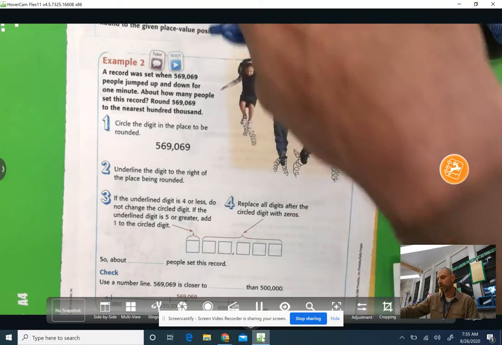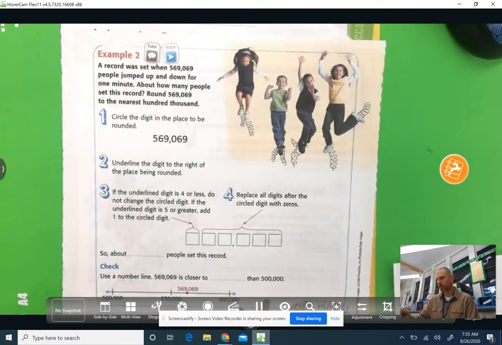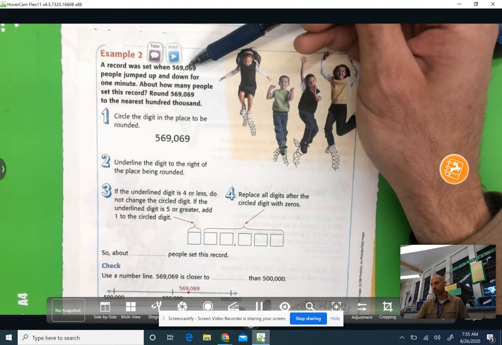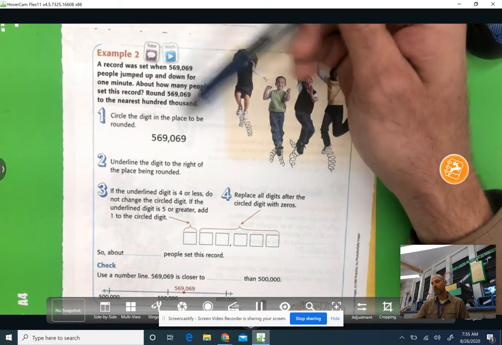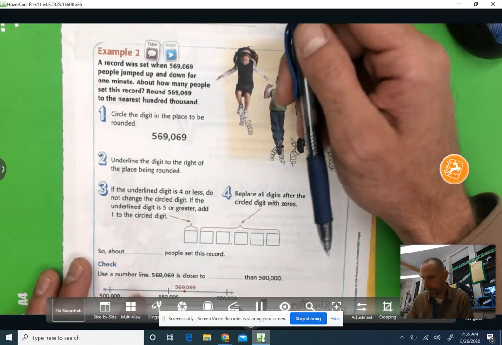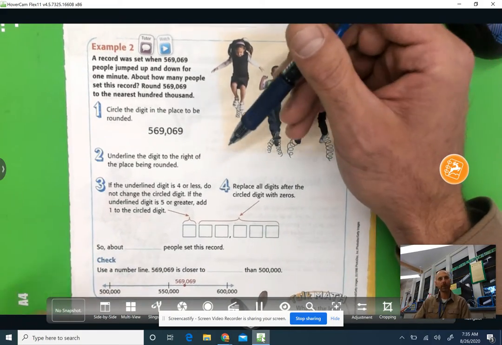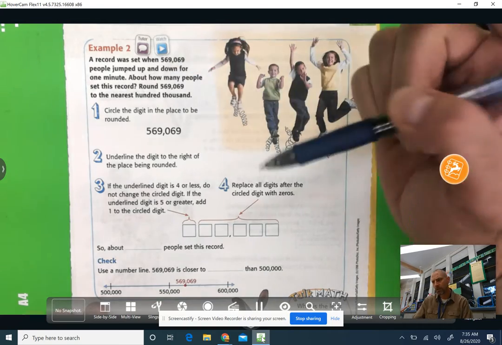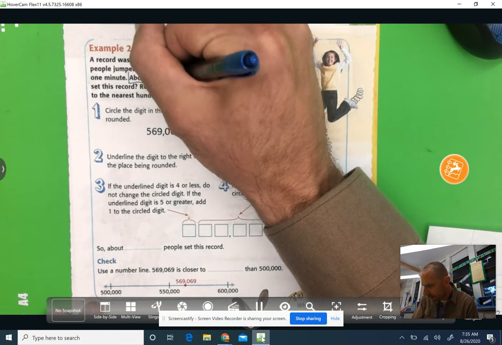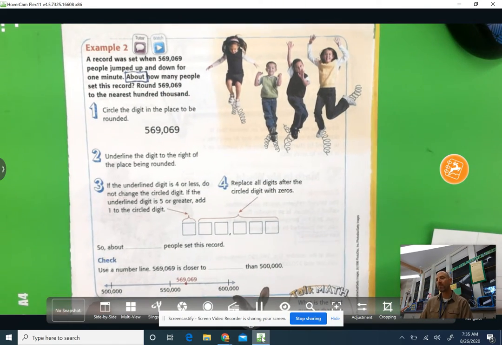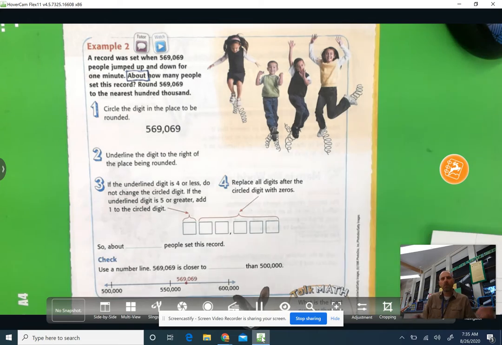So in example number 2, people are jumping up and down for 1 minute, and there were 569,069 people jumping up and down for 1 minute. Sounds like a very interesting world record, something Dude Perfect might put together. But the question is asking us here about, I'm going to box that keyword, how many people set this record, right? So about how many people were out there jumping up and down for 1 minute, okay?